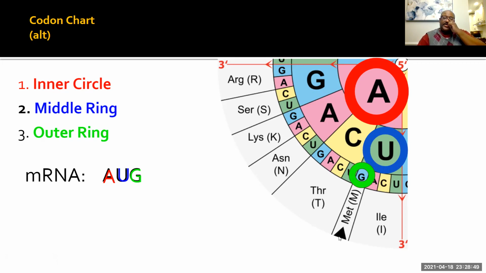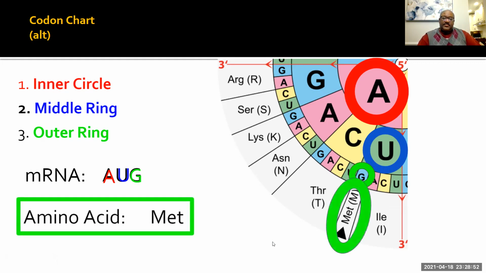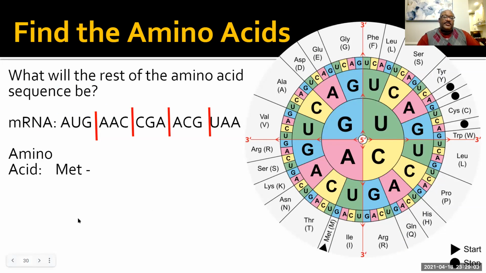Whenever you see the arrow, that means it's a start codon. And we'll talk about that. They have start and stop codons. When we see an arrow, that means it's a start codon, and if you see a circle, that means it's a stop codon. What will the rest of the amino acid sequence be? Well, let's see. Let me show you what I mean by stop. So we're going to start with UAA. You start with U, then you go to A, then you go to A. And when you see a circle, that's a stop codon.